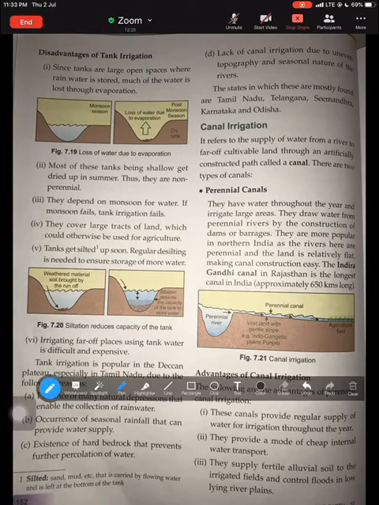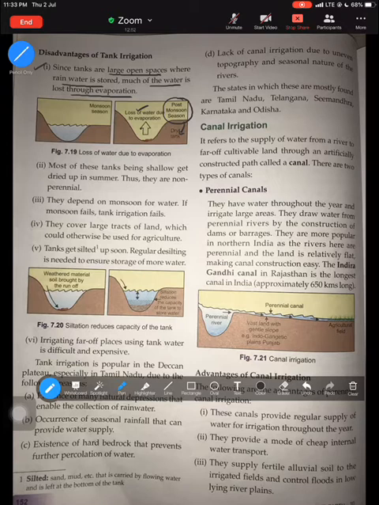Disadvantages. What are the disadvantages of tank irrigation? First, since tanks are large open spaces where rainwater is stored, much of the water is lost through evaporation. Similar to wells, again, with a tank you would notice that there's no covering to it, so there is loss of water to evaporation. So that is why in the post monsoon season you would mostly have the problem of dry tanks, where the water is lost because of evaporation.